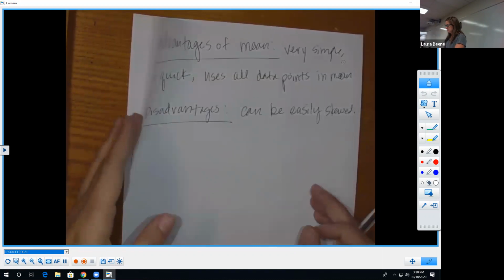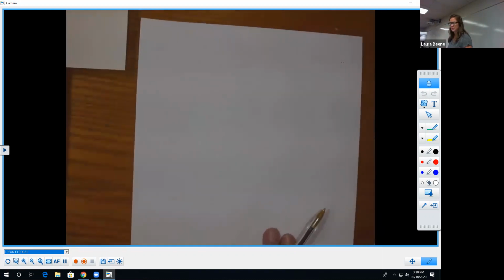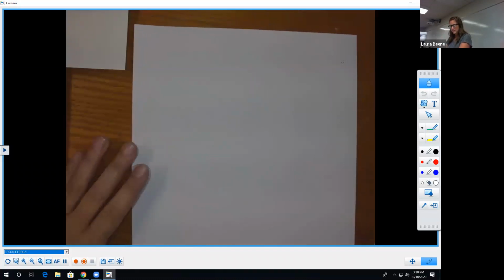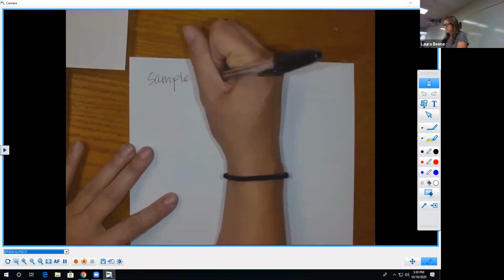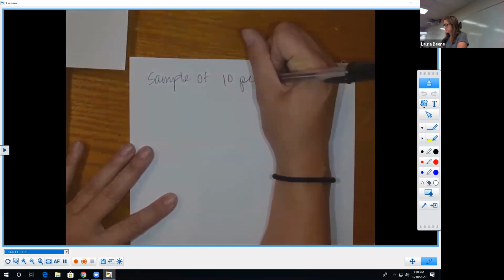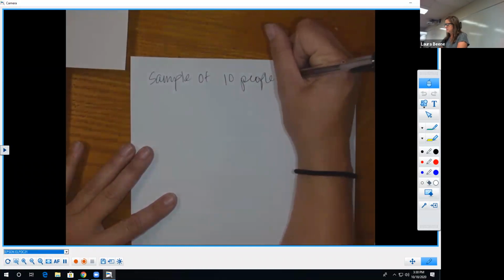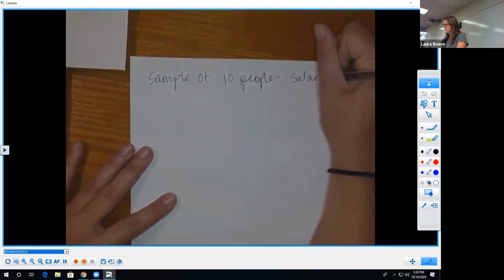I'm gonna do one example, and I'm going to show you kind of how things can be skewed so much. So let's take a sample. We're going to take a sample of 10 people, and this is the salary of those 10 people.